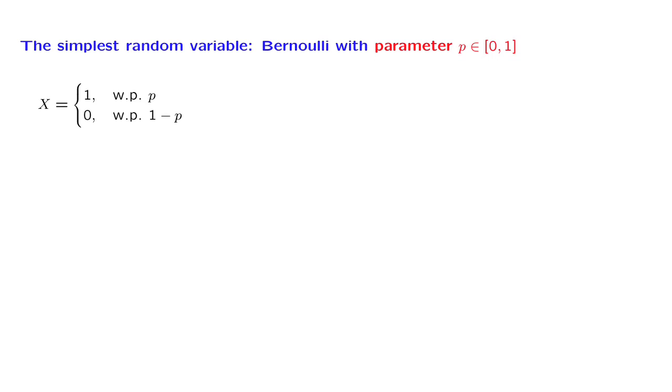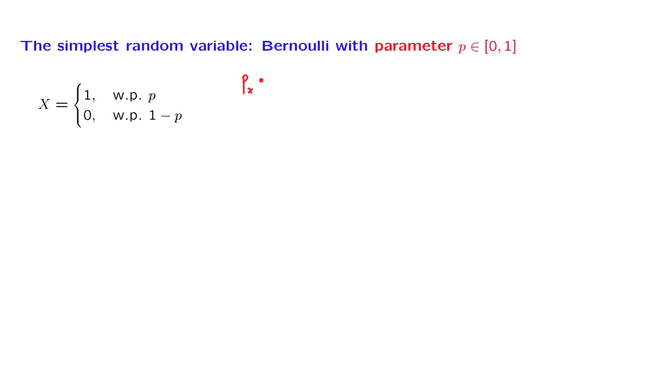We now want to introduce some examples of random variables, and we will start with the simplest conceivable random variable, a random variable that takes the values of 0 or 1 with certain given probabilities. Such a random variable is called a Bernoulli random variable, and the distribution of this random variable is determined by this parameter p, which is a given number that lies in the interval between 0 and 1.